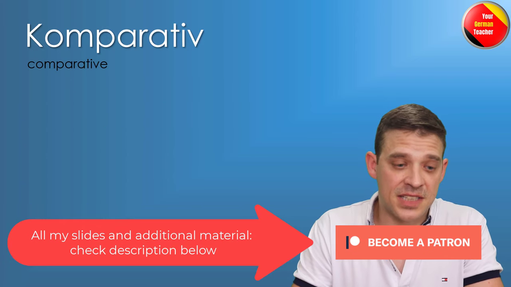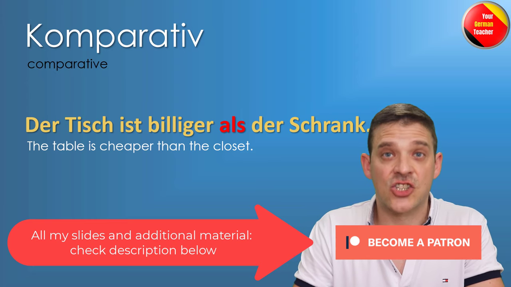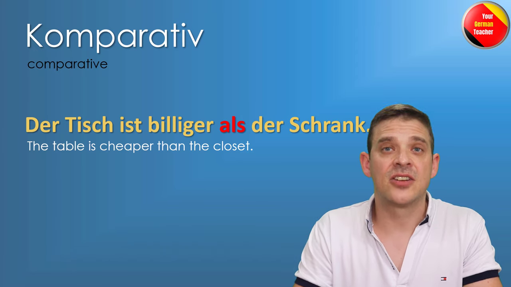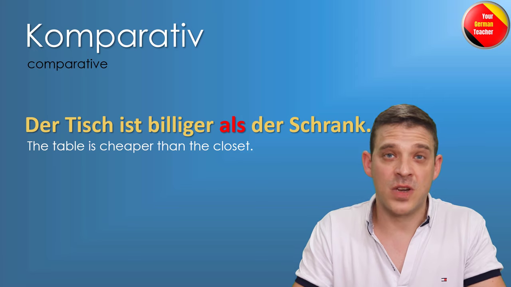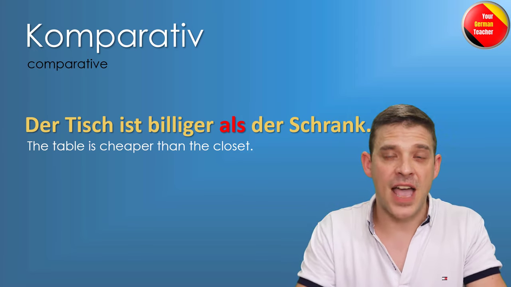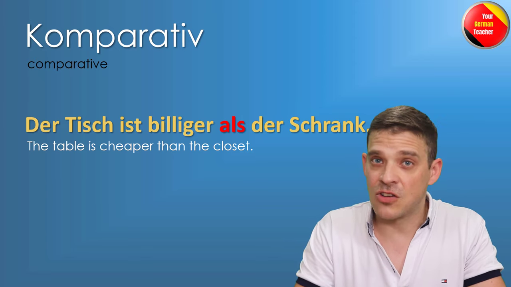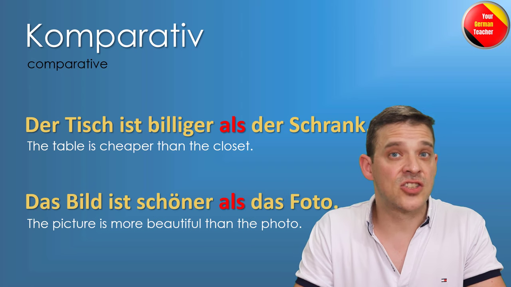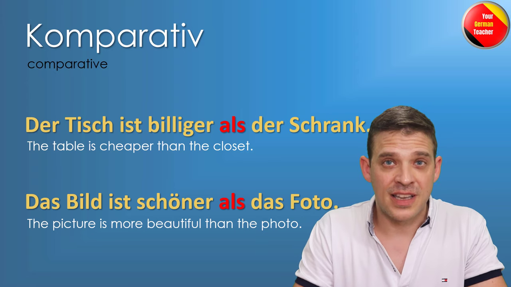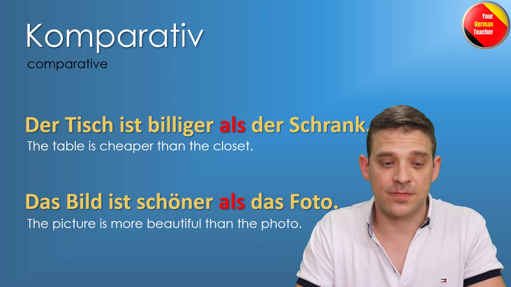Nummer zwei ist komparativ. Komparativ zum Beispiel, der Tisch ist billiger als der Schrank. And here, as the name komparativ already says, you compare two things. And therefore we have this als. Als is than. So the table is cheaper than the closet. Oder das Bild ist schöner als das Foto. The picture is more beautiful than the photo.